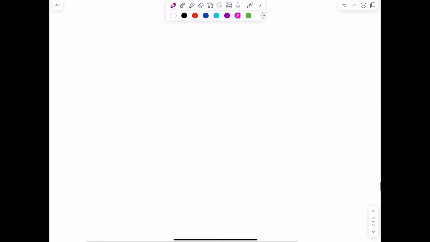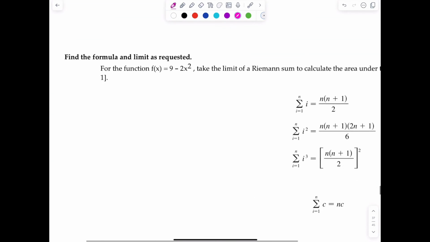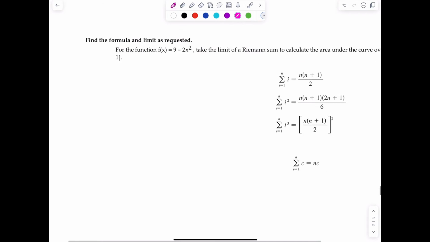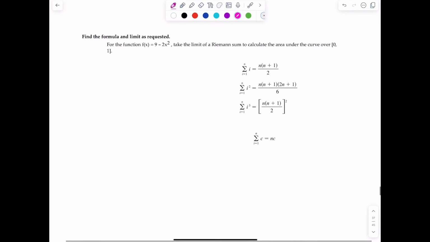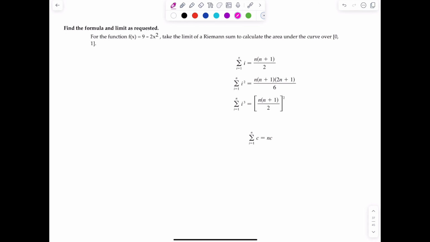And I wanted to work through an example with you guys. So find the formula and limit as requested. We're asked to find, for the function f of x equals 9 minus 2x squared, take the limit of a Riemann sum, what we just did in the previous problem. Take the limit as n goes to infinity to calculate the area under the curve over 0 to 1. And these little formulas here off to the side are going to be necessary partway through the process.